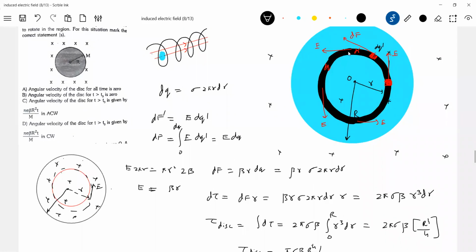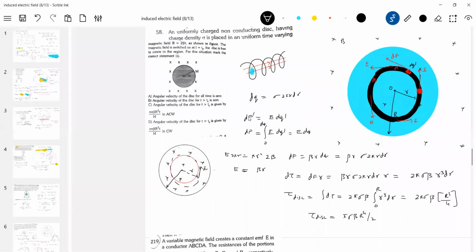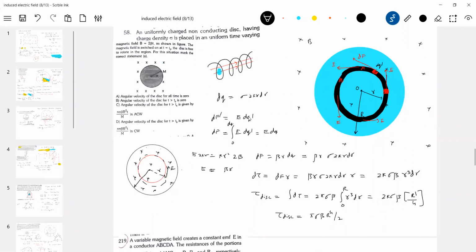You have plenty of application problems; I just picked up some basic idea. Now, is this torque a constant? Check it. Every point on the disk will experience a force. Here it will experience a force, and here the force will be like this. So like that, the force will set up a torque.